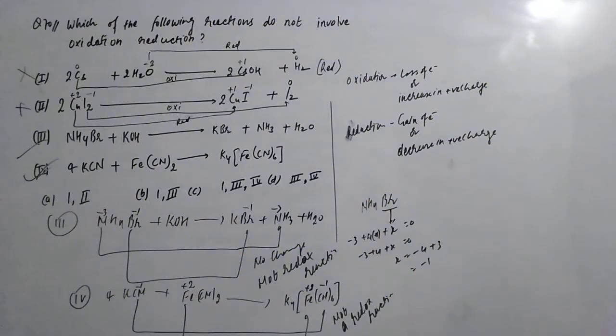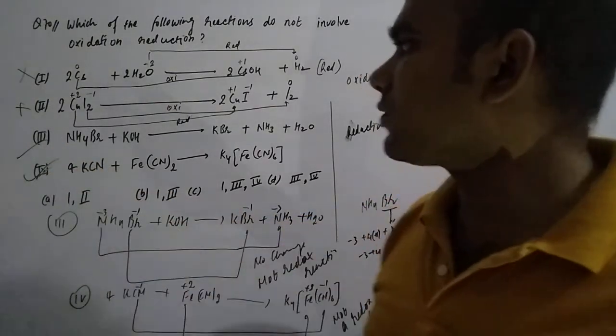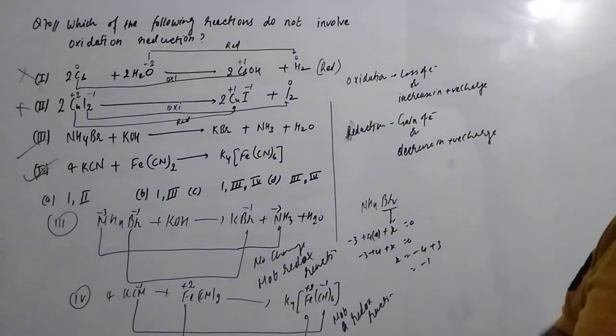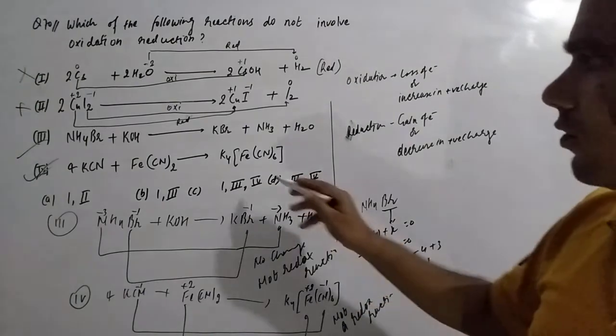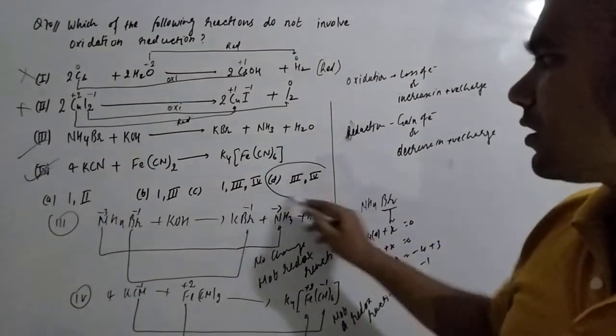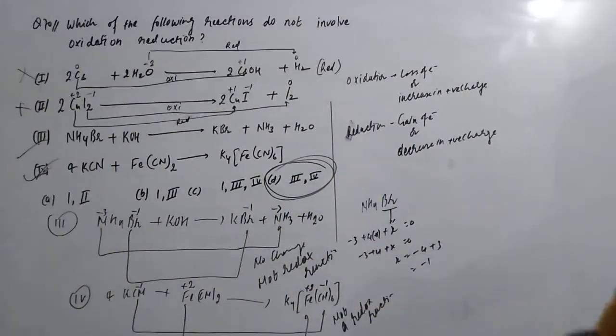So which one is the correct answer, student? That is third and fourth. Which option number is there, student? If you are talking about third and fourth, option number D is correct, student. Third and fourth. One more thing, student.